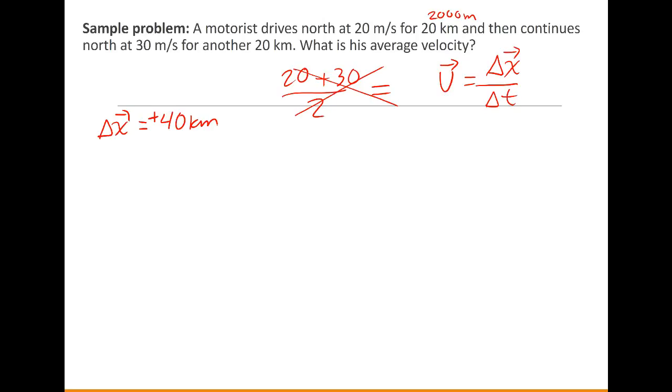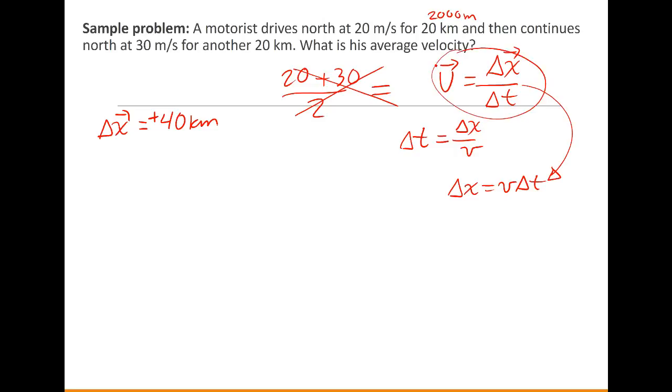And the time is pretty easy. For each of these segments, if we think about it, since delta x is v delta t, we can rearrange that to get delta t is equal to delta x over v. So for my first segment, if I'm going 20 meters per second for 2,000 meters, then I have a delta t of 2,000 meters over 20 meters per second. We'll call that delta t1, so 100 seconds.